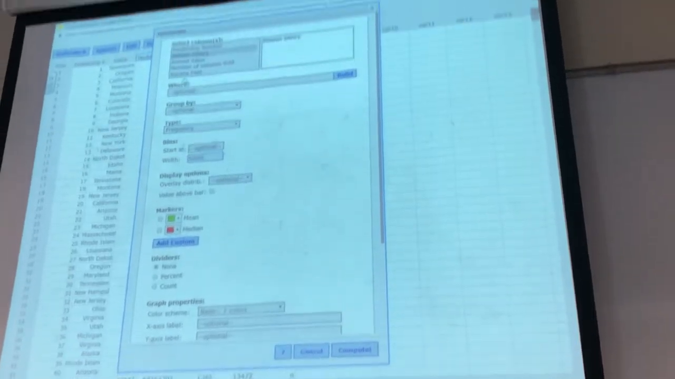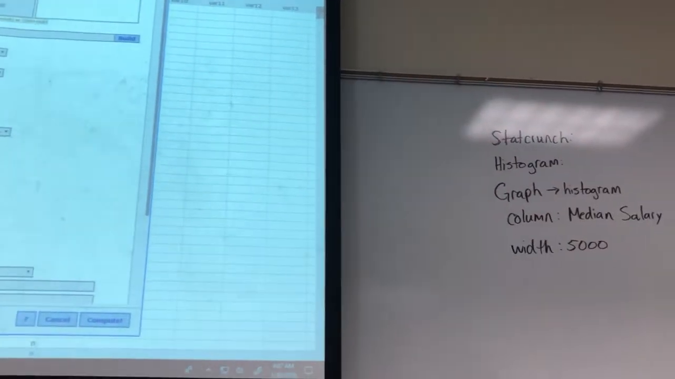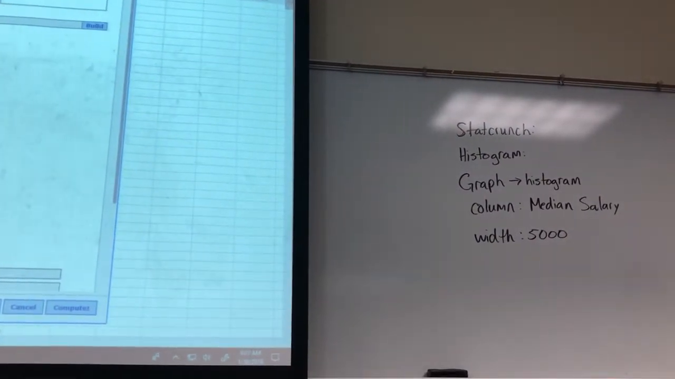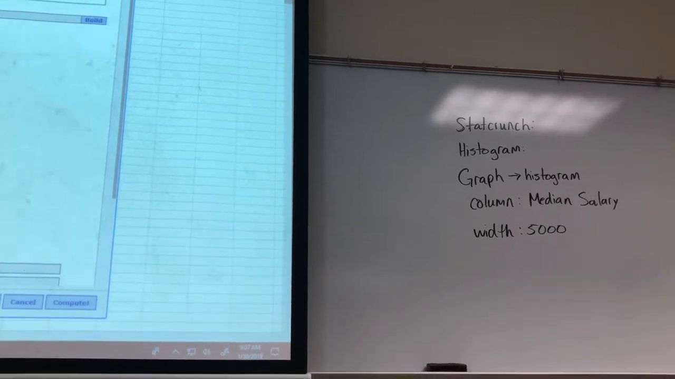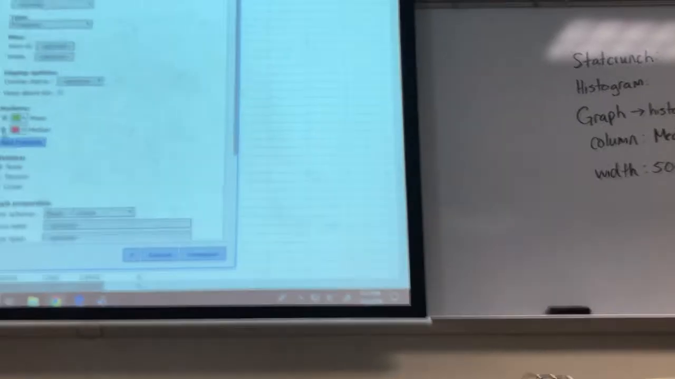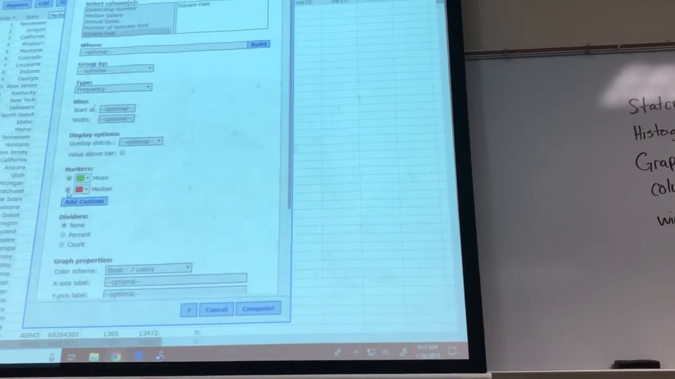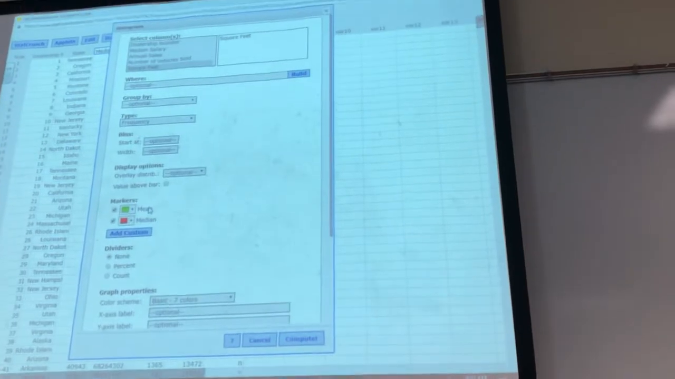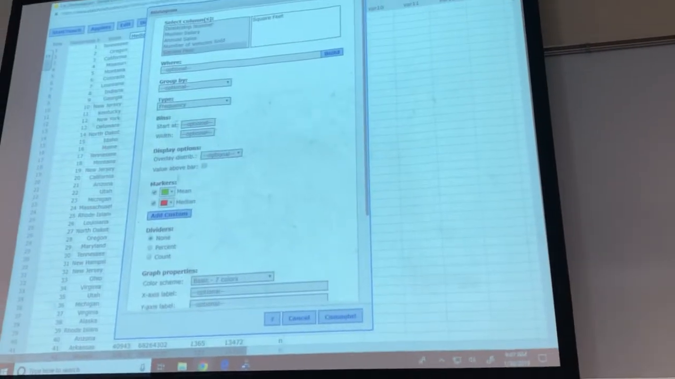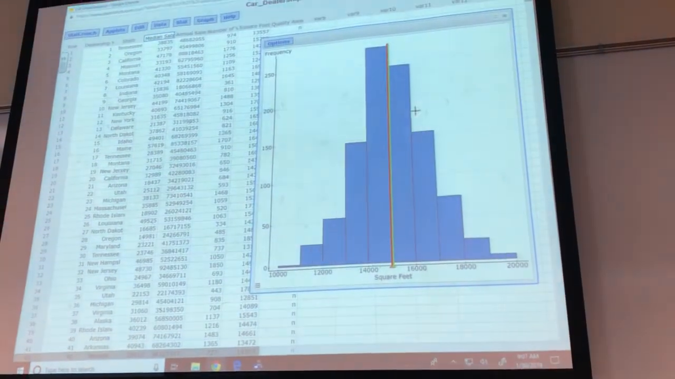But if I do square feet instead, I can click these markers and it'll show me where my mean and my median are. That's not a big deal right now. We're going to use that later in chapter 3. So you can mark those just to see where the mean and the median are.